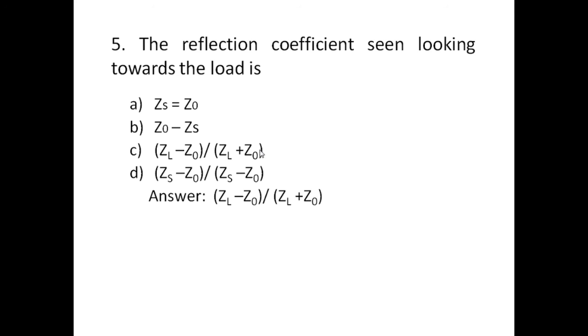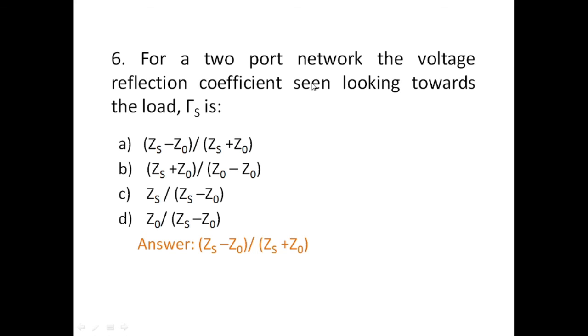Now the sixth question, for a 2-port network, the voltage reflection coefficient seen looking towards the source side. Source side, already we discussed one formula. The options are plenty, 4 options are there, but you know the answer, no? Zs minus Z0 divided by Zs plus Z0.